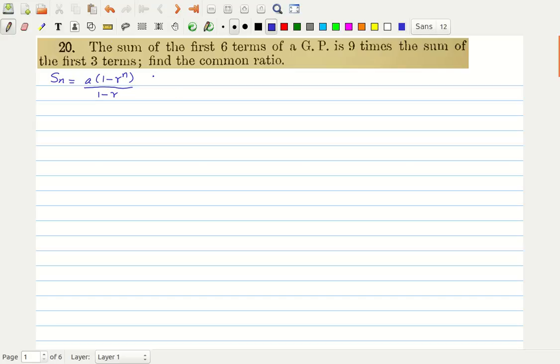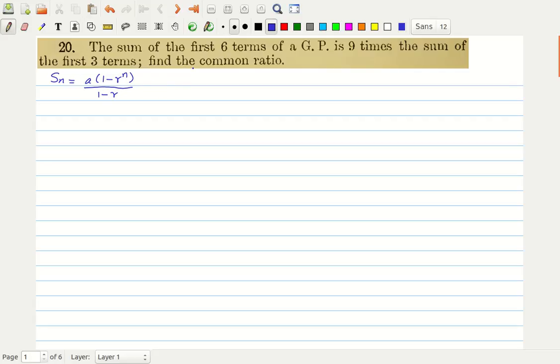The sum of first 6 terms of a GP is 9 times the sum of first 3 terms. Find the common ratio. So in this problem, we can use this formula. We know that the sum of n terms of a GP is given by a, which is the first term, times 1 minus r to the power n divided by 1 minus r, where r is the common ratio.